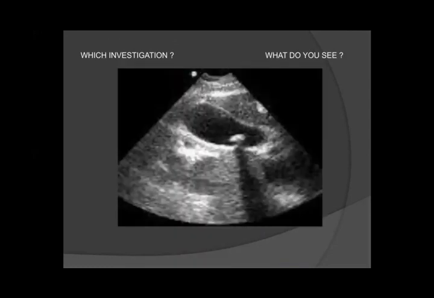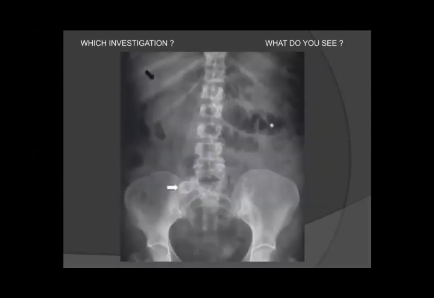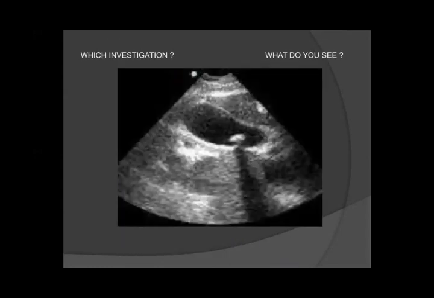Okay. This is basically an X-ray, alright? X-ray of an abdomen. And the arrow pointing to a structure in the bottom, if you see the white arrow, is the gallstone ileus. What investigation is this, and what do you see, basically?